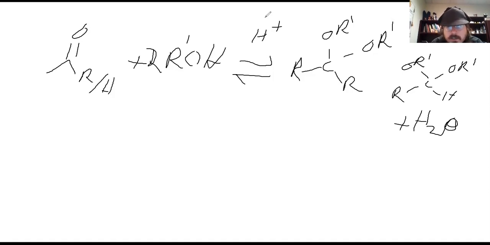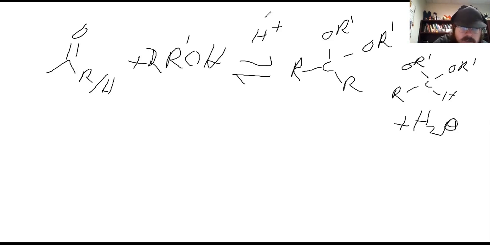Yes, you could probably get it to just add once, forming a hemiacetal, which is the mixture of alcohol and ether. But if you have an excess of alcohol, you can push it to the right to form this ketal or acetal. Technically, they're both acetals, but you could specifically say that's a ketal. But this must be acid catalyzed. This cannot be base catalyzed.